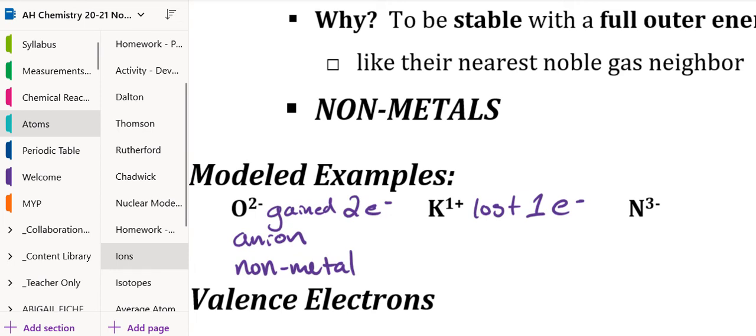Would we call it an anion or cation? Cation. And is potassium a metal or a non-metal? It's a metal. Because it formed an ion with a positive charge.